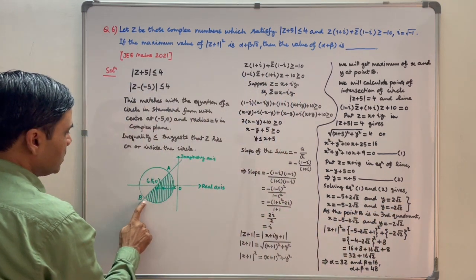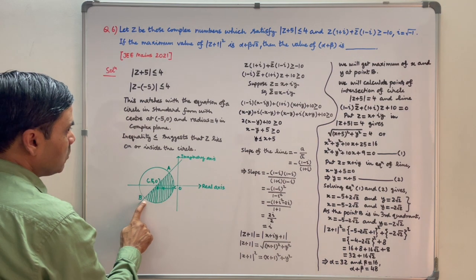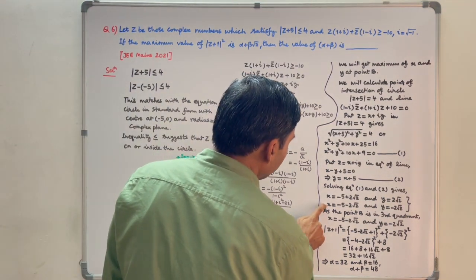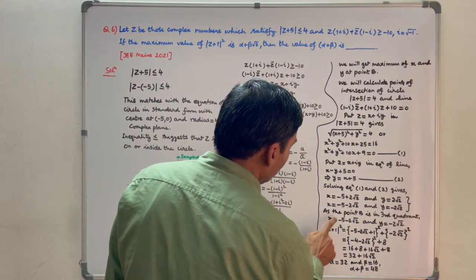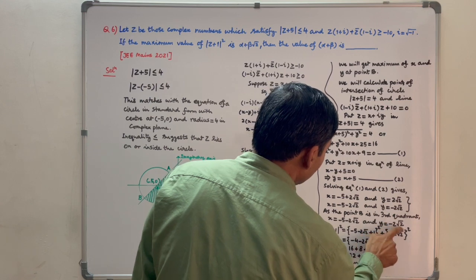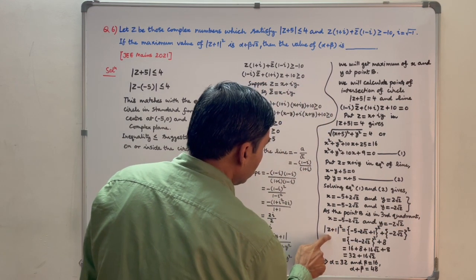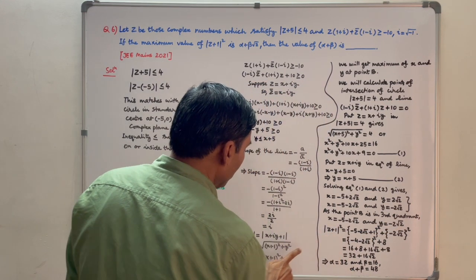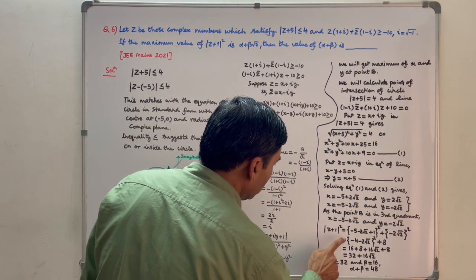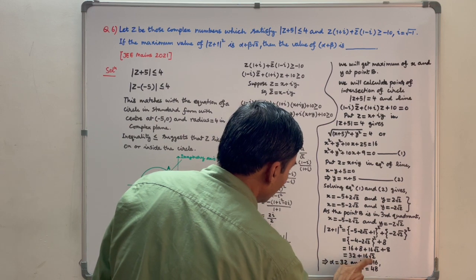Since point B is in the third quadrant, x and y both will be negative. So we will consider the second point. So the value of x is equal to minus 5 minus 2 root 2 and the value of y is equal to minus 2 root 2. So mod z plus 1 square is equal to, we will put the values of x and y here, 32 plus 16 root 2.